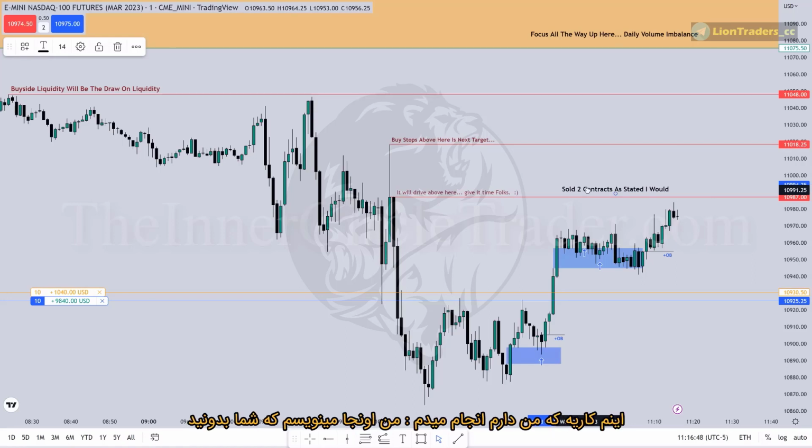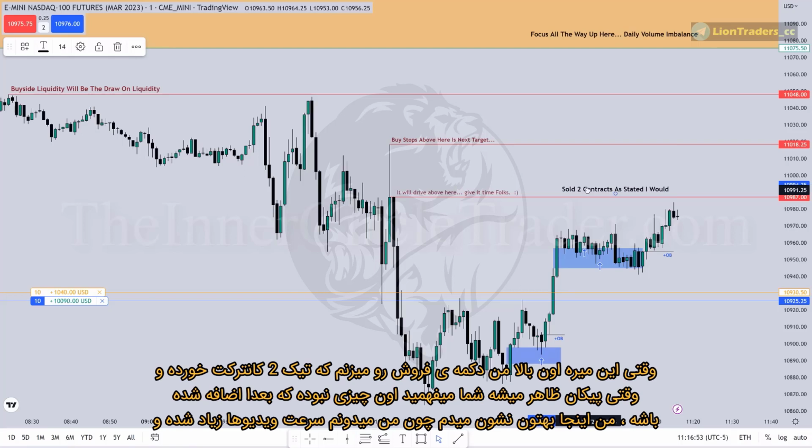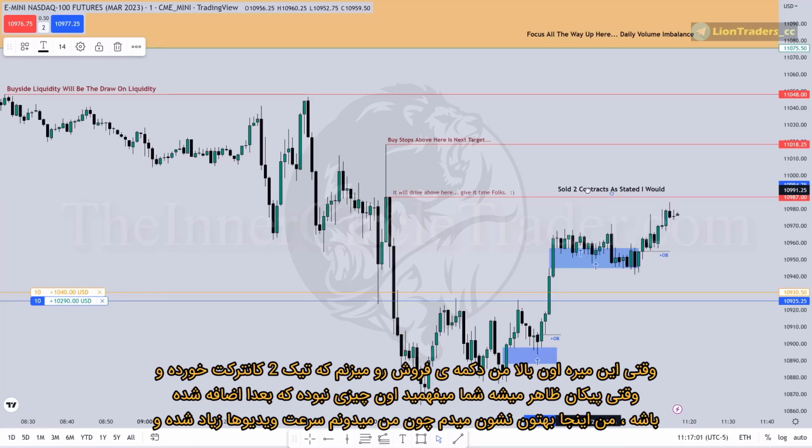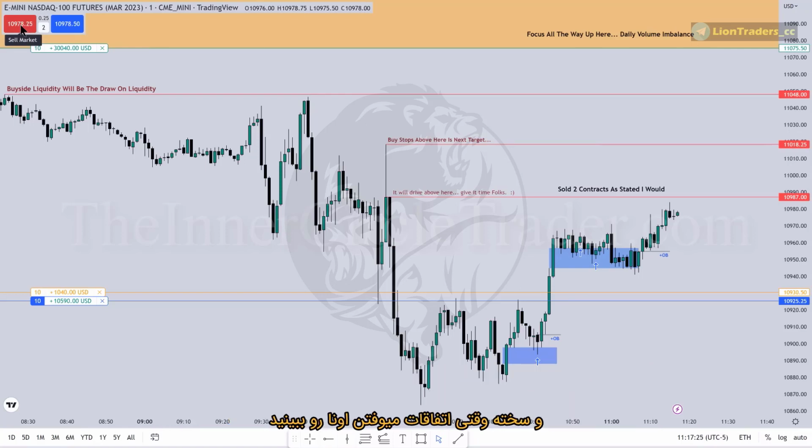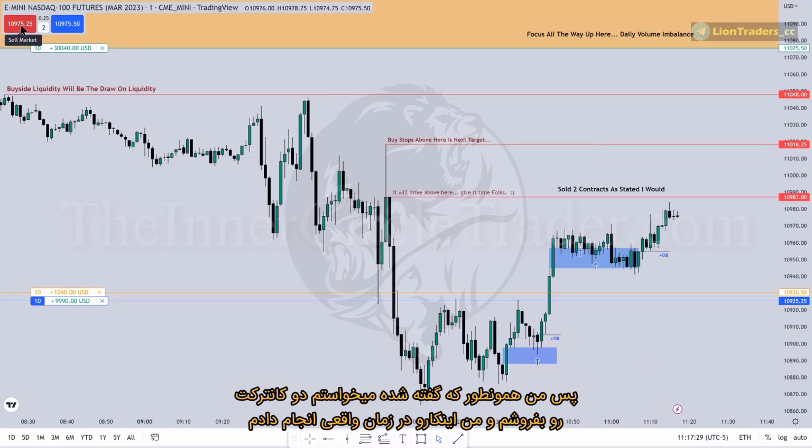I'm typing it out so that way you know that when it goes up there and I hit the arrow, when I hit the sell button that's toggled for 2 contracts and the arrow appears, you'll understand that wasn't something added after the fact. I'm showing you here because I know the videos get sped up and it's hard to see when things happen. So I wanted to put sold 2 contracts as stated I would. I was ahead of time.